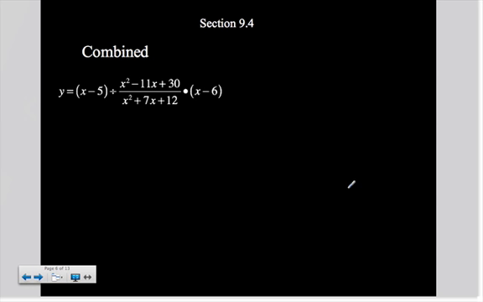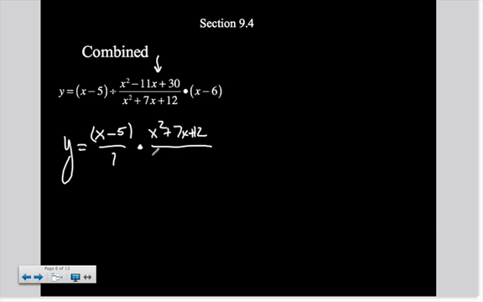Okay, sometimes you'll combine these operations together in the same problem. Just remember, anything after the division sign needs to be inverted. Also, to make sure that I stay clear of what's in the numerator and what's in the denominator, I'm going to add denominators of 1 in my items that aren't fractions. So I'm going to invert this, x squared plus 7x plus 12 over x squared minus 11x plus 30 times (x minus 6) over 1.